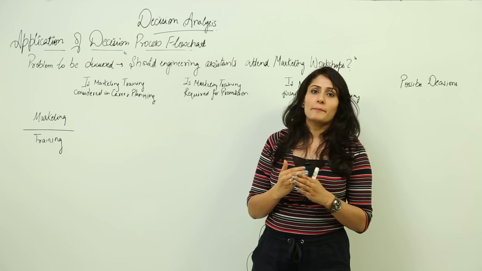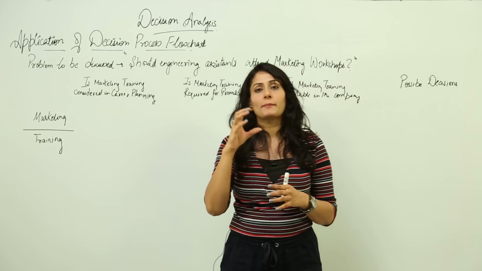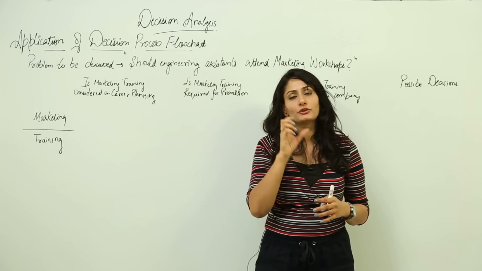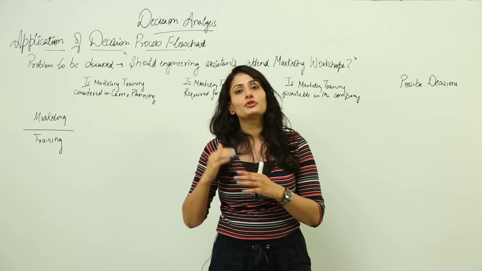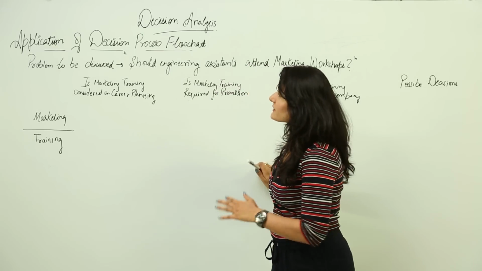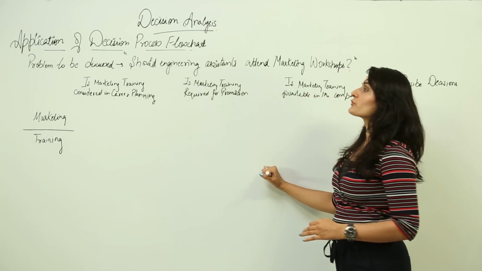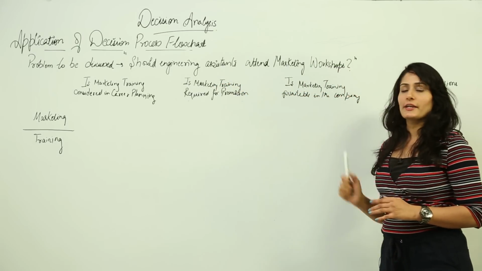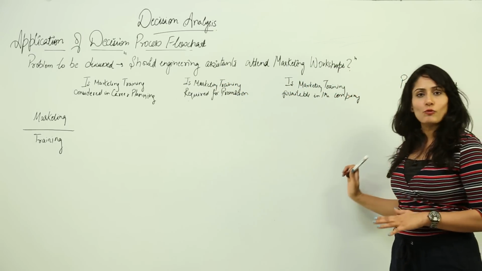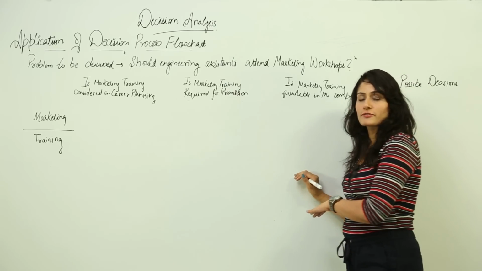Then the first step is that you and your team have to find out one major issue or topic on which you need to take a decision. And in this example I am using, it is, should engineering assistants attend marketing workshops, right. So this is the first step.